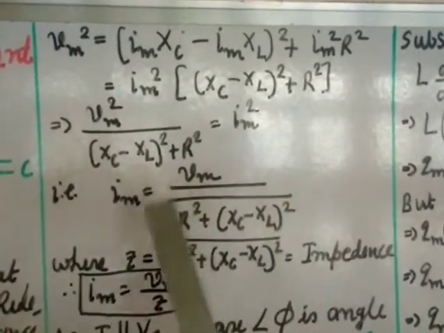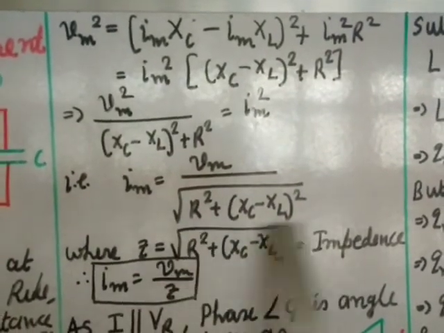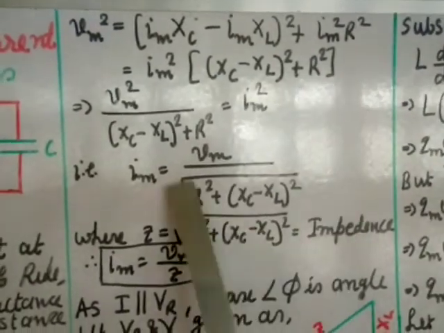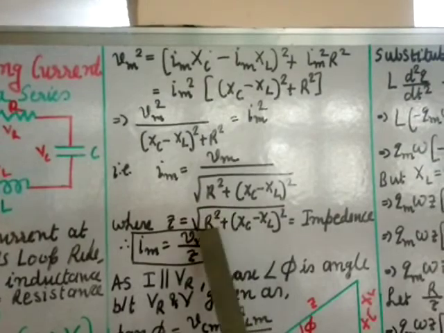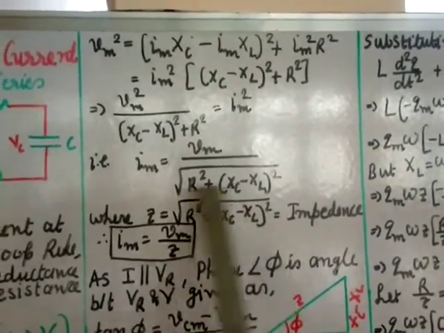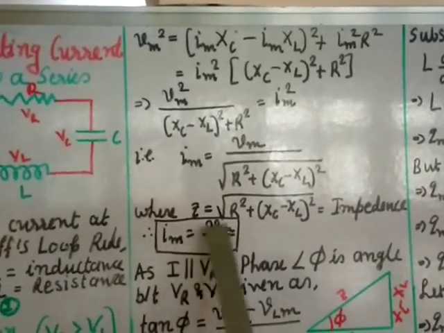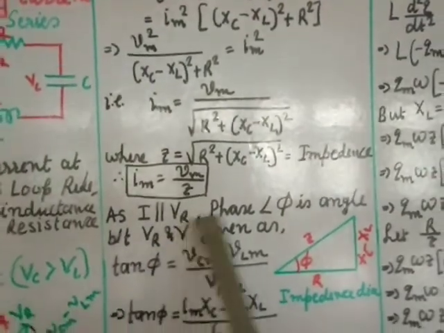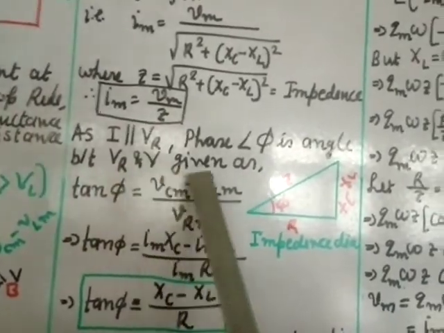Now this is like Ohm's law, you know, I is equal to V by R. So this is analogous to resistance, or resistor R. So this is called impedance, and we give that value as capital Z. Now Z is equal to square root of R square plus XE minus XL whole square, and this is called impedance. So put this Z value here, and you get current IM is equal to VM by Z.